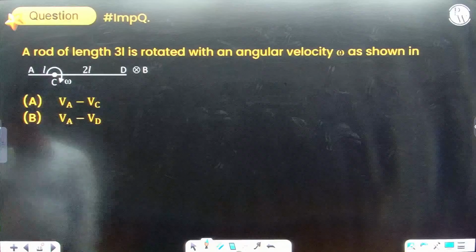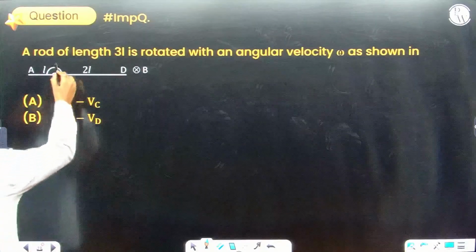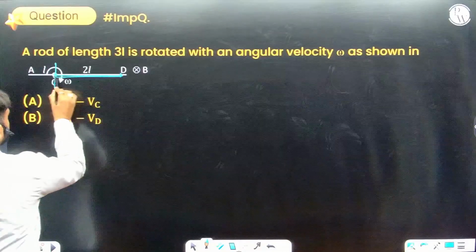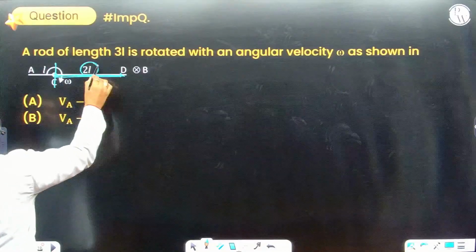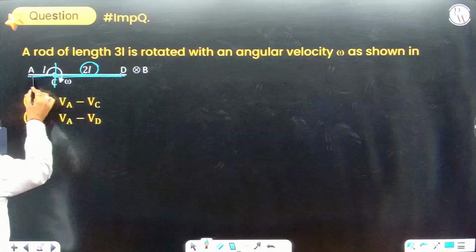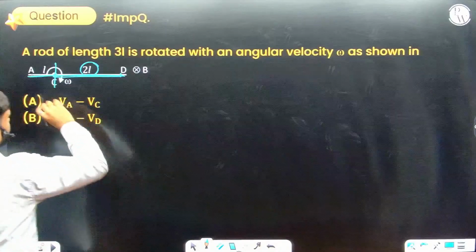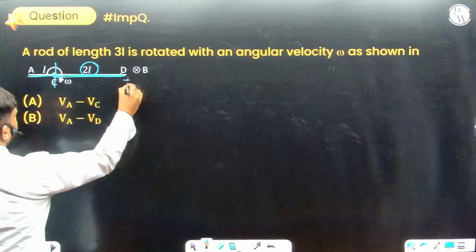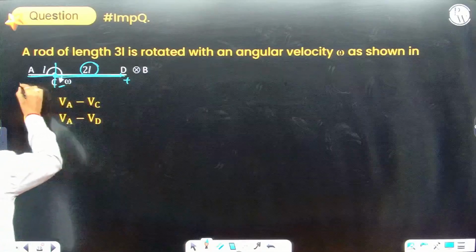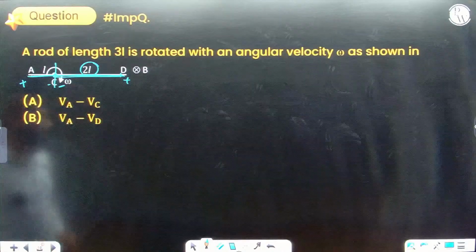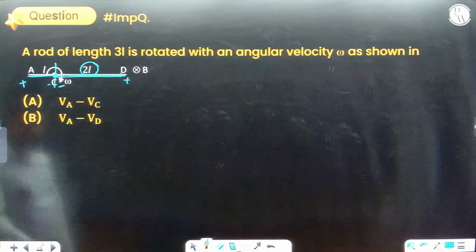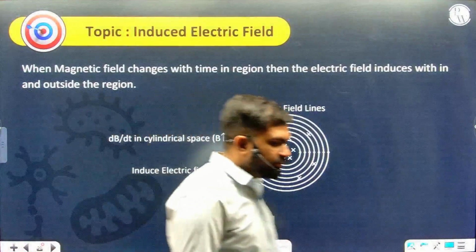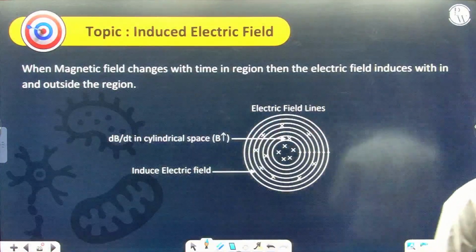I hope you guys can solve this. Break it into two parts. Take it. O, this C to D section is one rod, and this C to A section is another rod. And this time the rod is rotating in the clockwise sense. So this terminal will be positive, this negative, this will be positive, this negative, and we can write the potential difference. Okay. Next is the induced electric field in your electromagnetic induction.